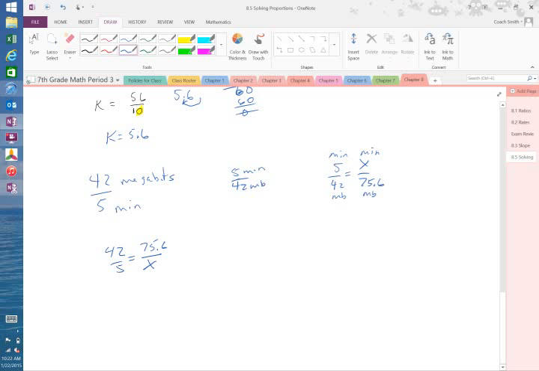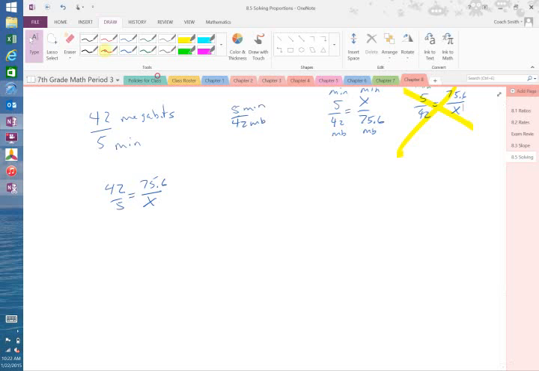In other words, it can't be 5 over 42 is equal to 75.6 over x. Okay, it can't be that. That's wrong. The reason it's wrong is because you have minutes on top of the first ratio and megabytes on the top of the other ratio. You can't do that. You've got to have the same unit of measurement on the top, same unit of measurement on the bottom between the two ratios. If you did it the first way or the second way, you're still going to get the same answer, if you do the mathematics of it right.